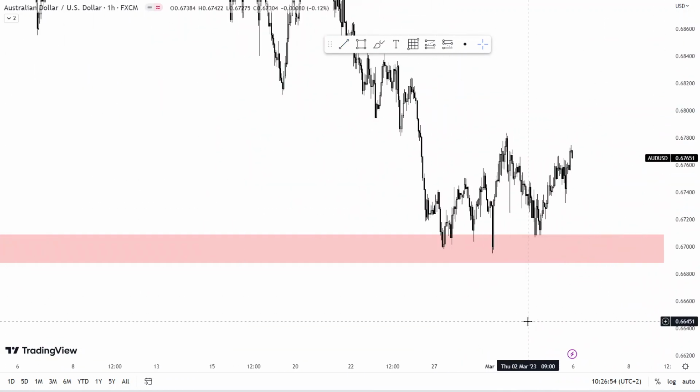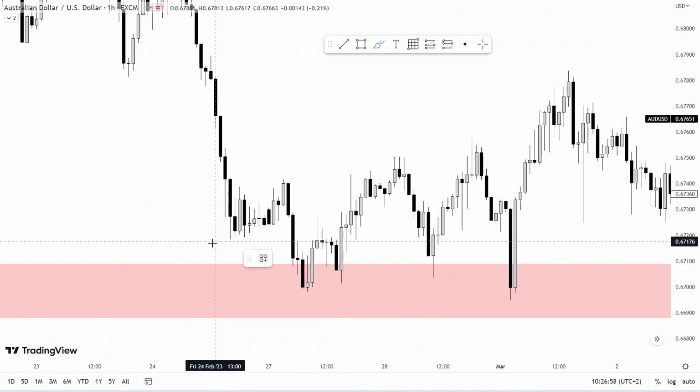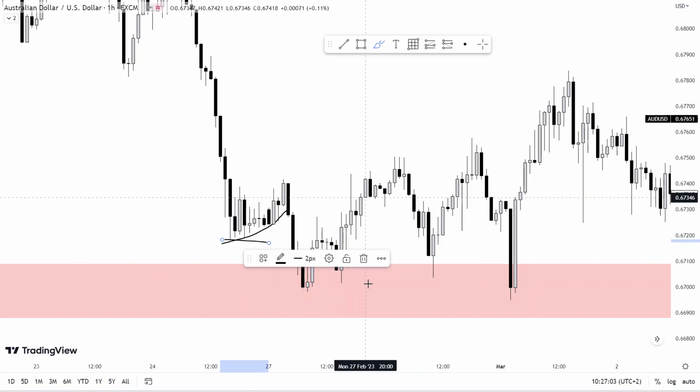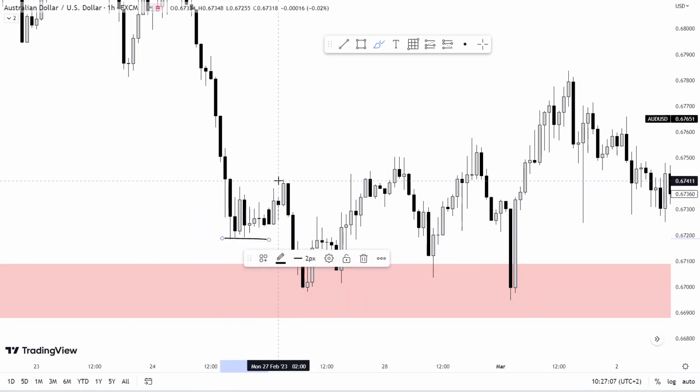So once we got into this area, what did we see? We saw this move, right? This was also an inducement. We saw this move right here. Other people would say this is a change of character. Not really. I'm not really big on that.